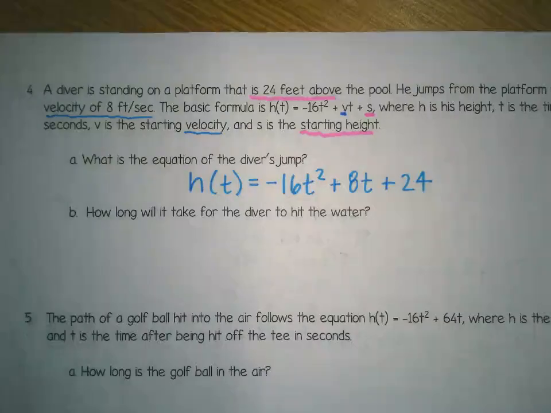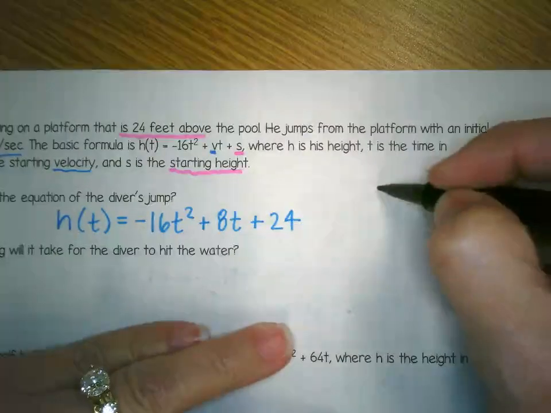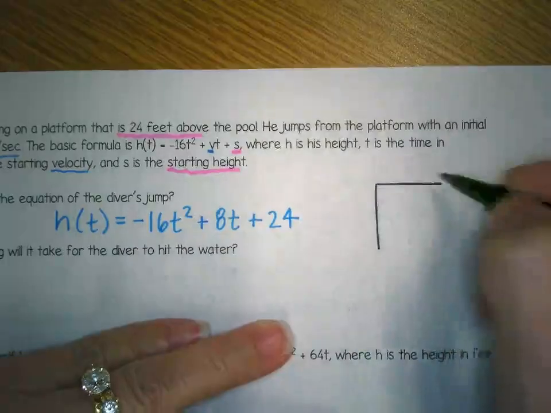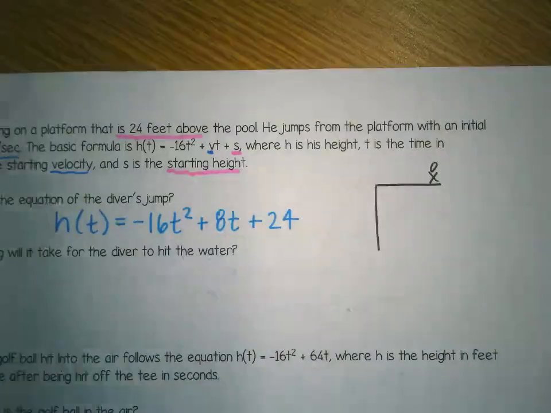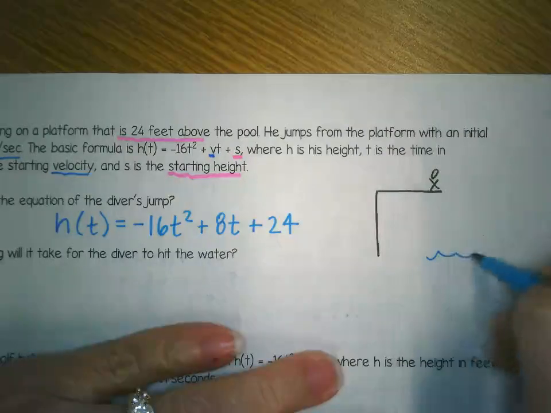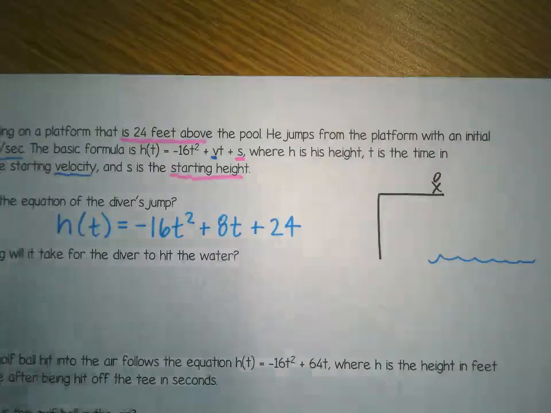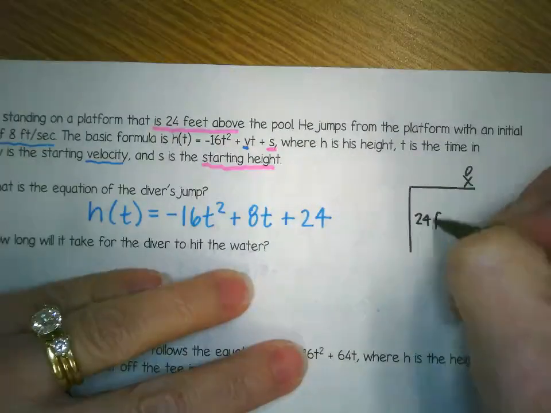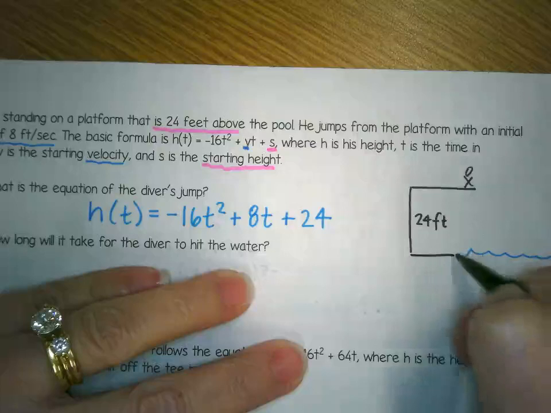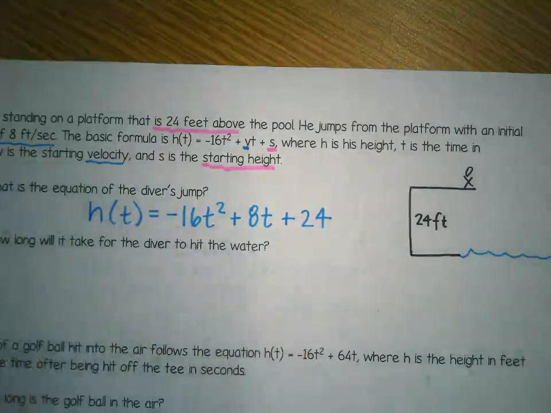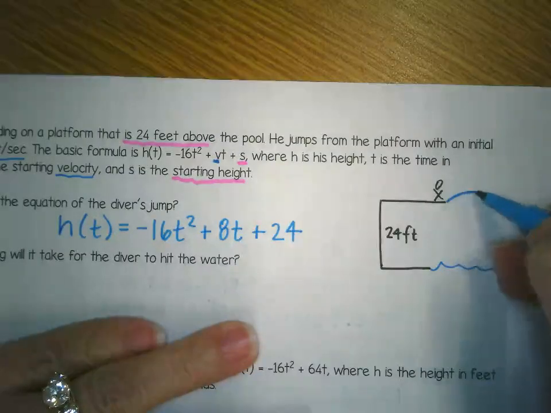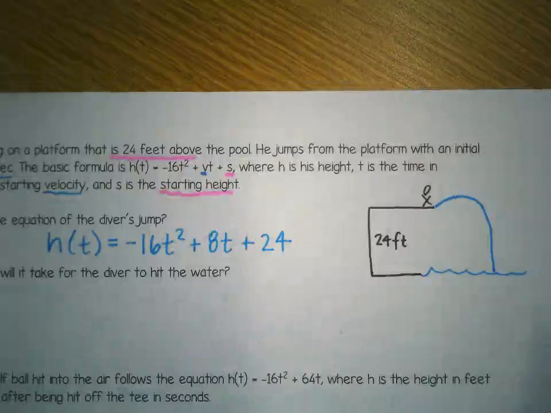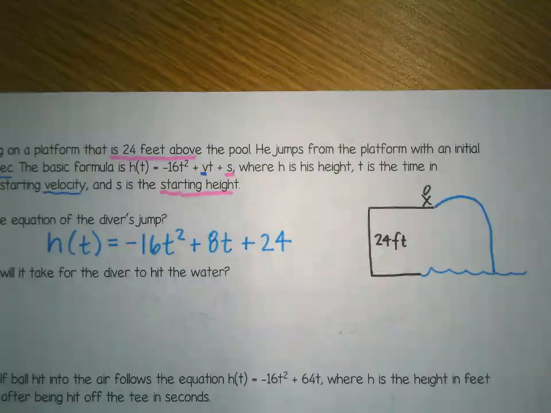All right, how long will it take for the diver to hit the ground? All right, well, let's go to our picture here. So we have a diver on a platform. So he's standing up here. All right, and then down below him is the pool. And we know that this platform is 24 feet above the pool. All right, so we'll say this is like the side of the pool here. All right, so he is diving. So what that means is that he's going to probably have a little bit of a jump and then go down. So very similar parabola to the ones that we had on the previous page.